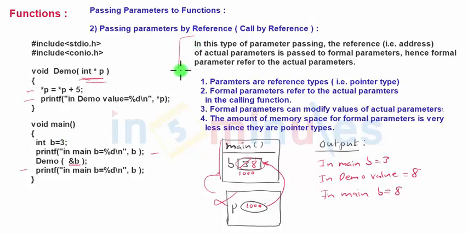And the main point we have to remember is, in this type of parameter passing, the reference, that is address of actual parameters, is passed to formal parameters. Hence, the formal parameters refer to the actual parameters. Now, this kind of parameter passing is commonly used when we want to call a function and the parameter that you are supplying to the function itself should get modified. So that is how we can use call by reference.